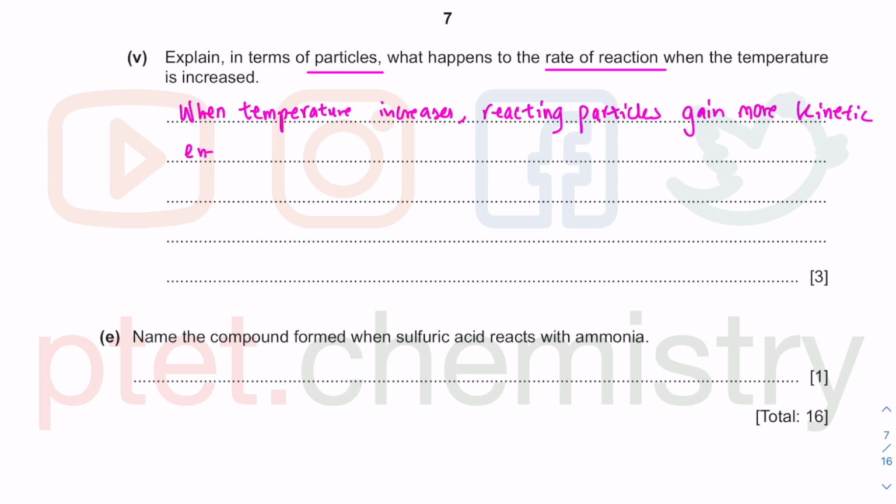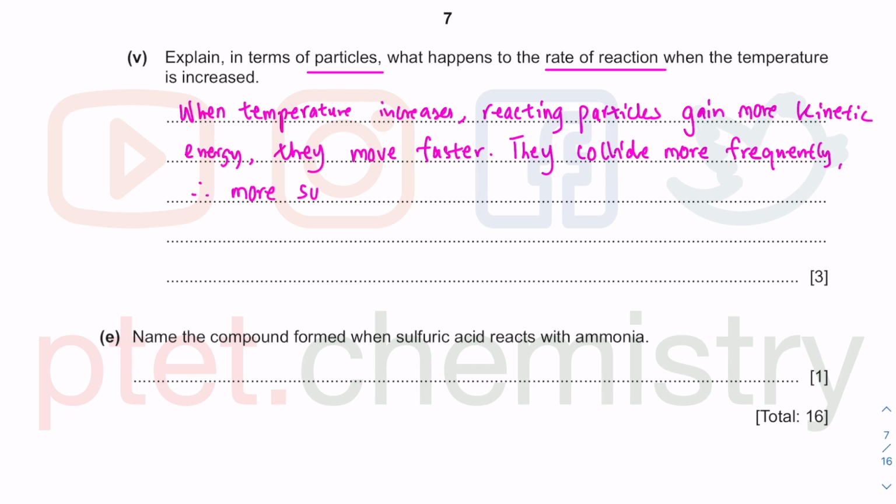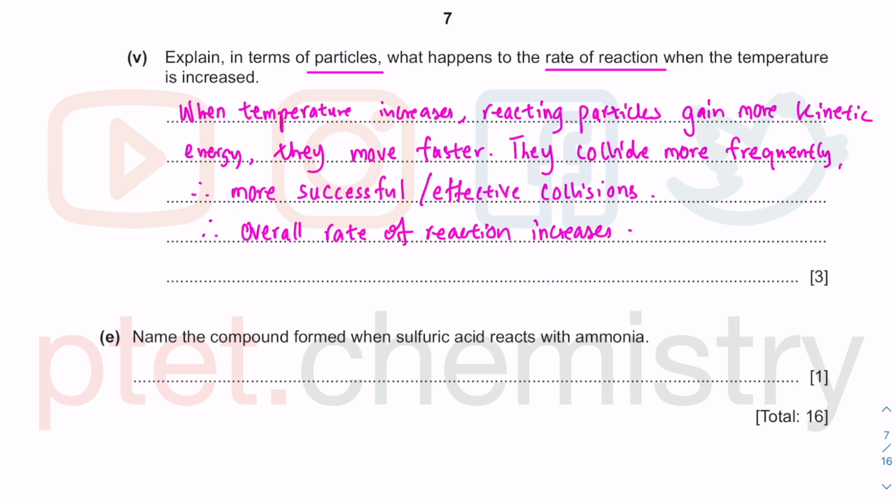Their speed is higher, so they move faster. And as a result of this faster motion, faster movement, they collide more frequently. So now I'm relating it to collision theory. This is to do with collision frequency. Colliding more frequently, therefore more successful collisions. So successful collision there refers to collisions that have enough energy to overcome your activation energy, or sometimes people call it more effective collisions. As a result of this, therefore, overall rate of reaction increases if you have more particles that have enough energy to overcome the activation energy. Your rate of reaction will have increased there.